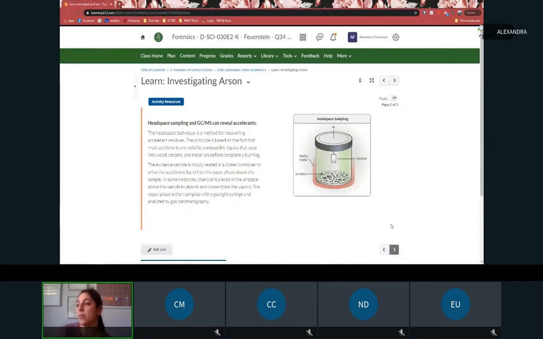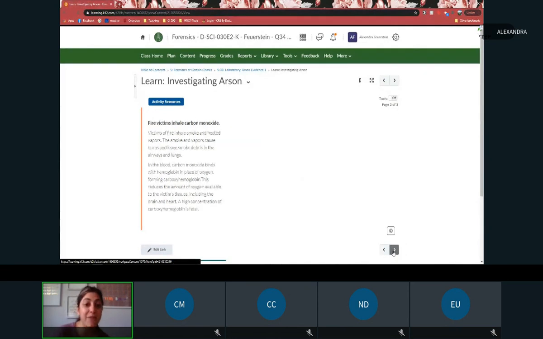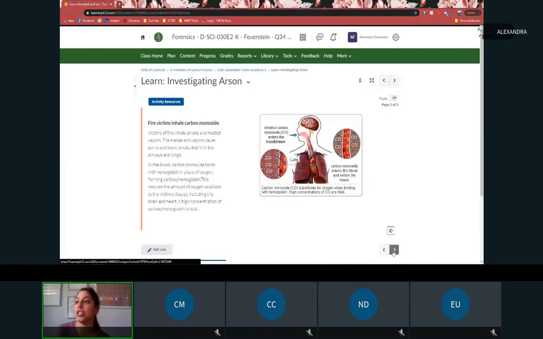So these are different ways. We call this headspace sampling, and it can actually reveal a lot of things that may accelerate a fire. So we can use that to determine any information that was present that maybe helped the fire, which then is an indicator of arson.